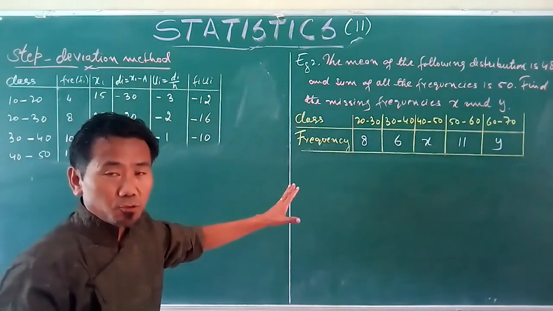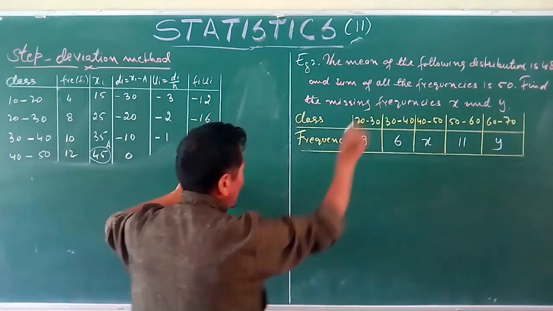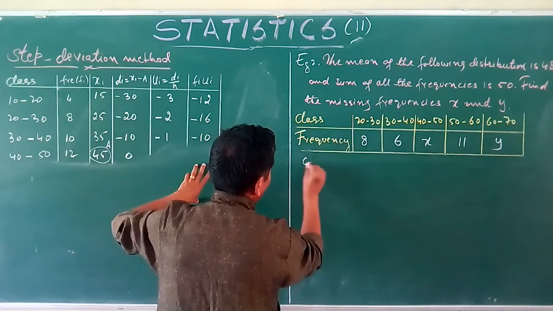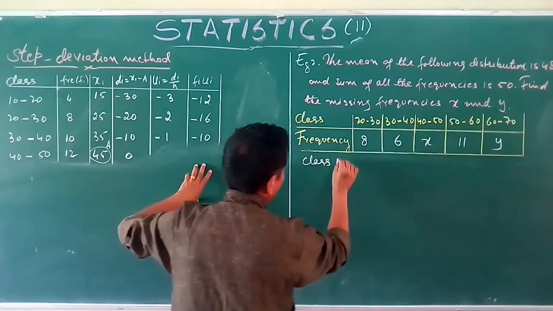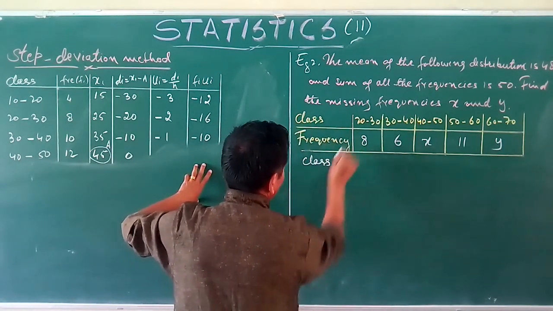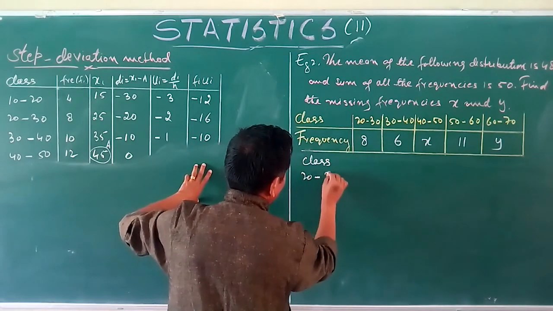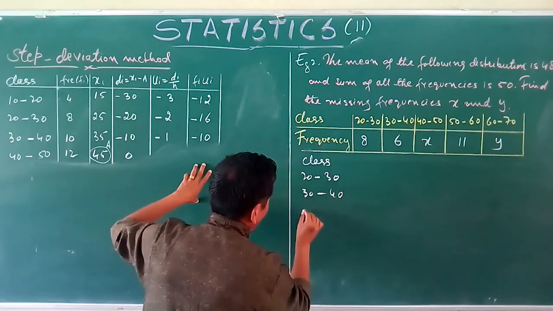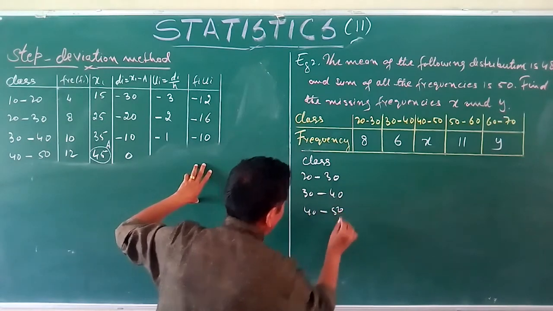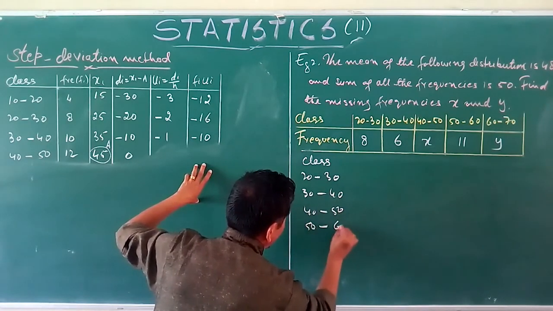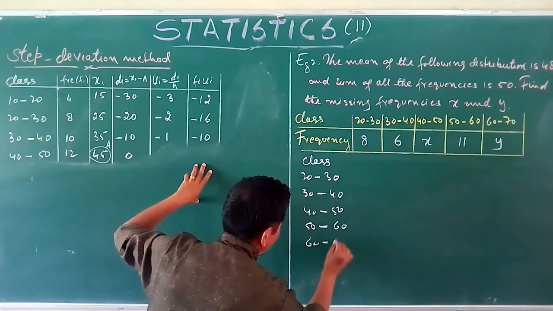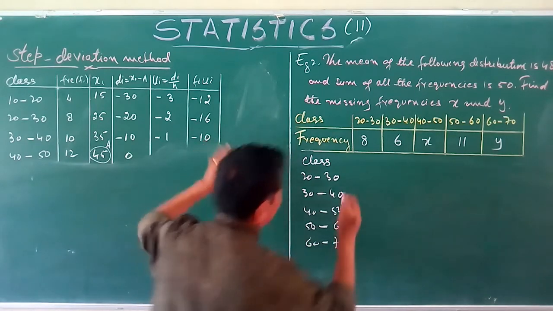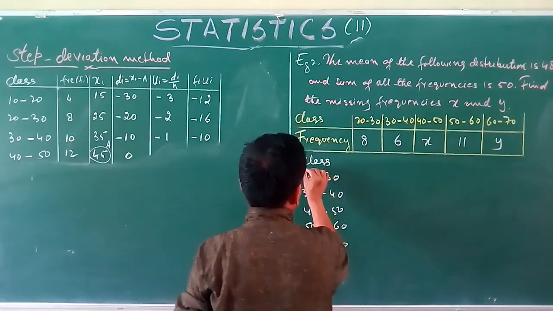So that is what we are doing there, right? Here is the class. The classes are 20 to 30, 30 to 40, 40 to 50, 50 to 60, 60 to 70. Is there 60 to 70?